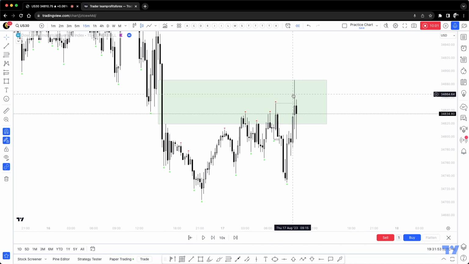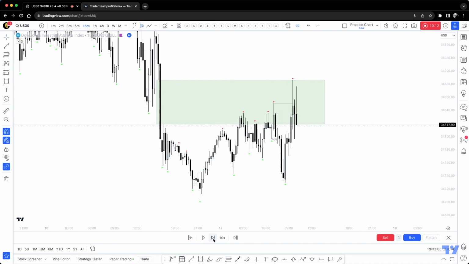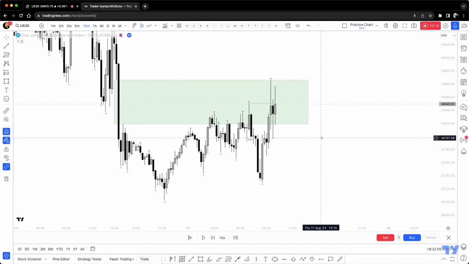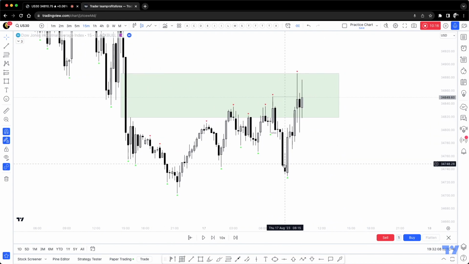Remember, if it's sweeping that high, only sweeping, I want to look for a sell. Maybe I'm interested in a sell, but after seeing displacement and a fair value gap to the downside, before I actually jump in. And of course, that market structure shift is important as well. You have to see that market structure shift. So let's see. Price is still struggling.